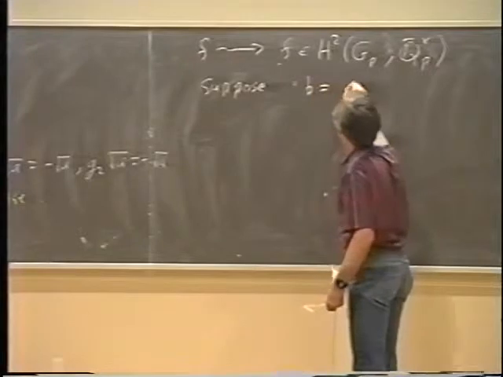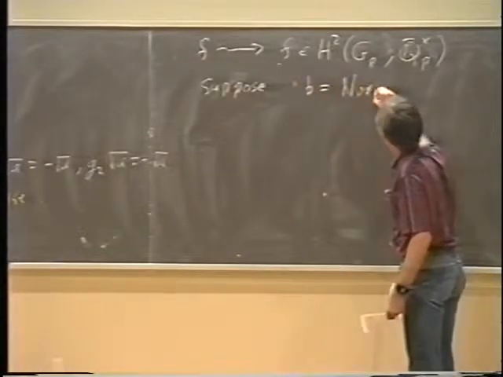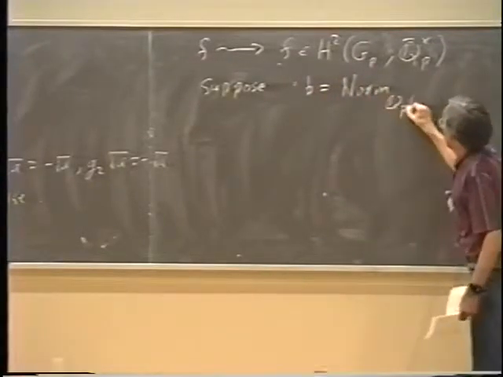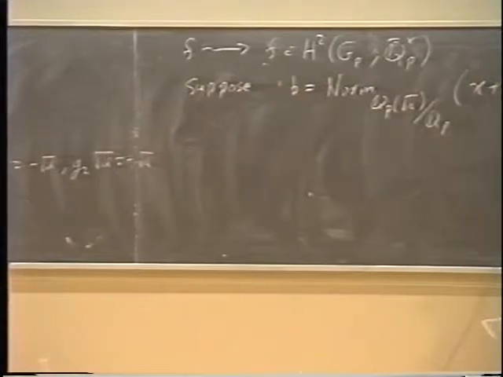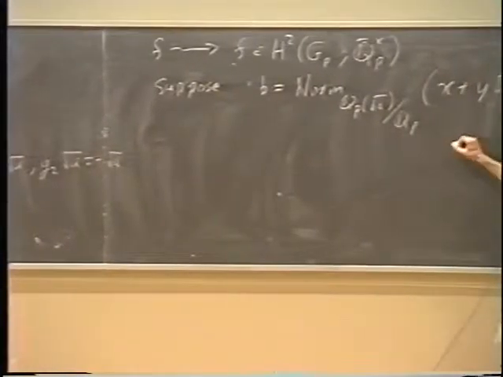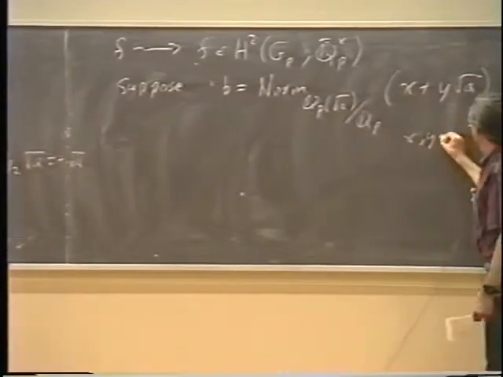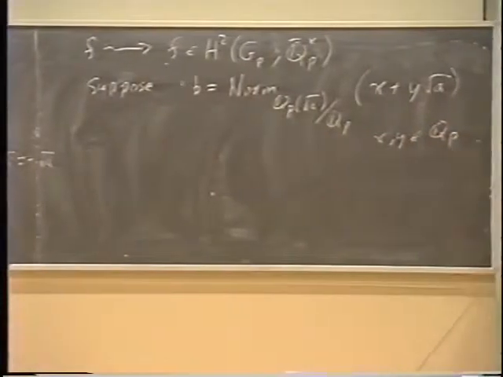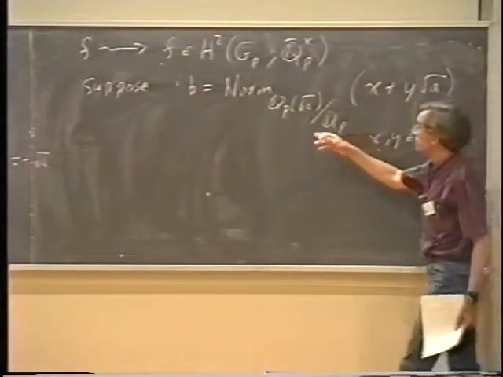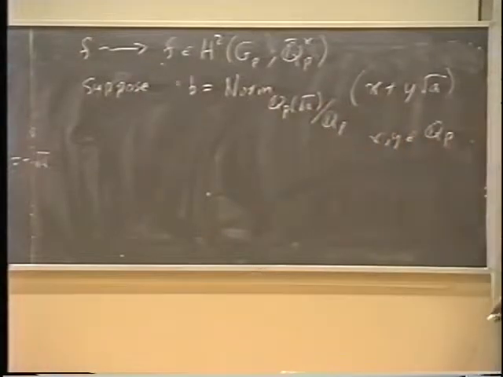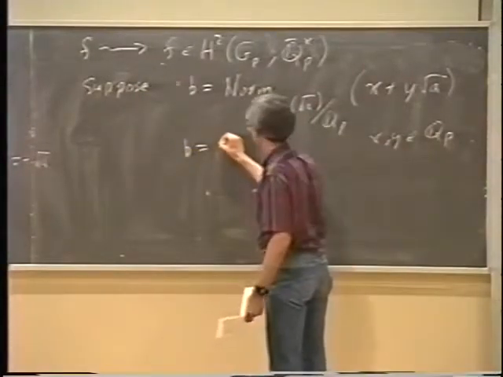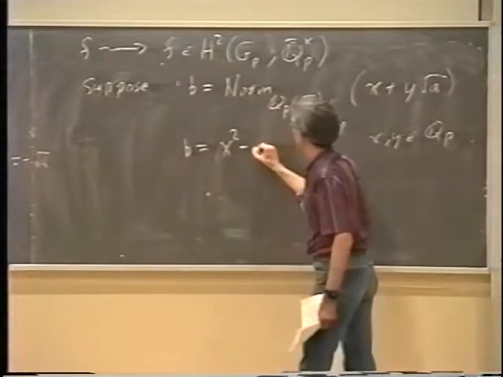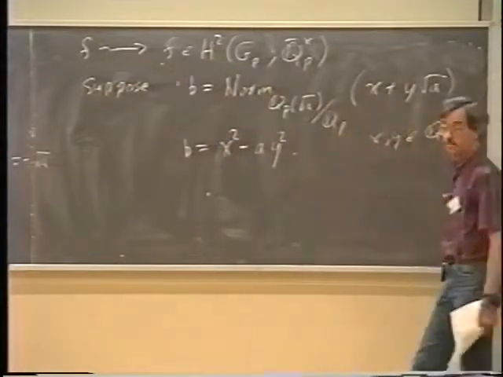B is a norm from Q_p of square root of A down to Q_p, of something x plus y square root of A, so x and y are in Q_p. So suppose B is a norm from square root of A. So this just says B can be written in the form x squared minus a y squared.